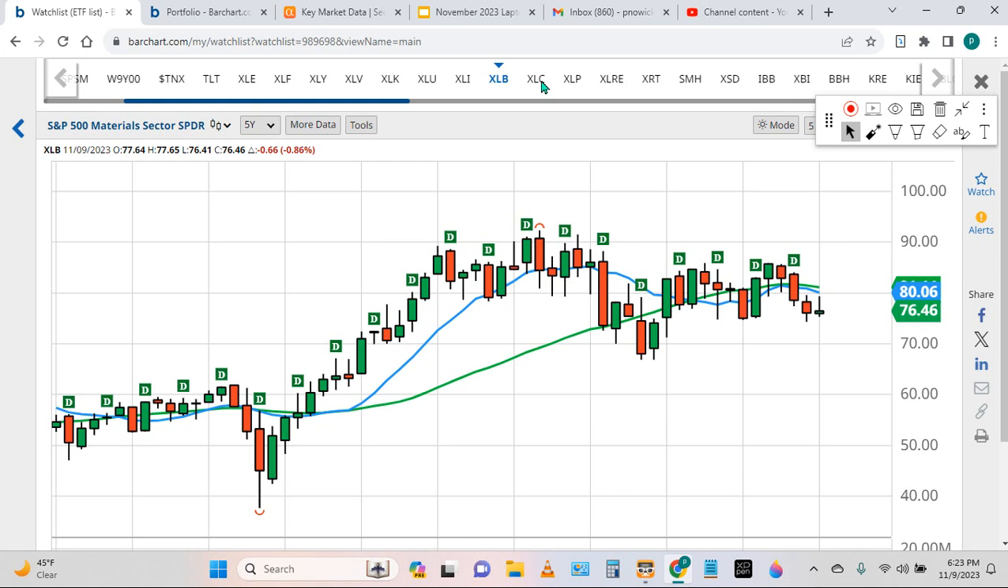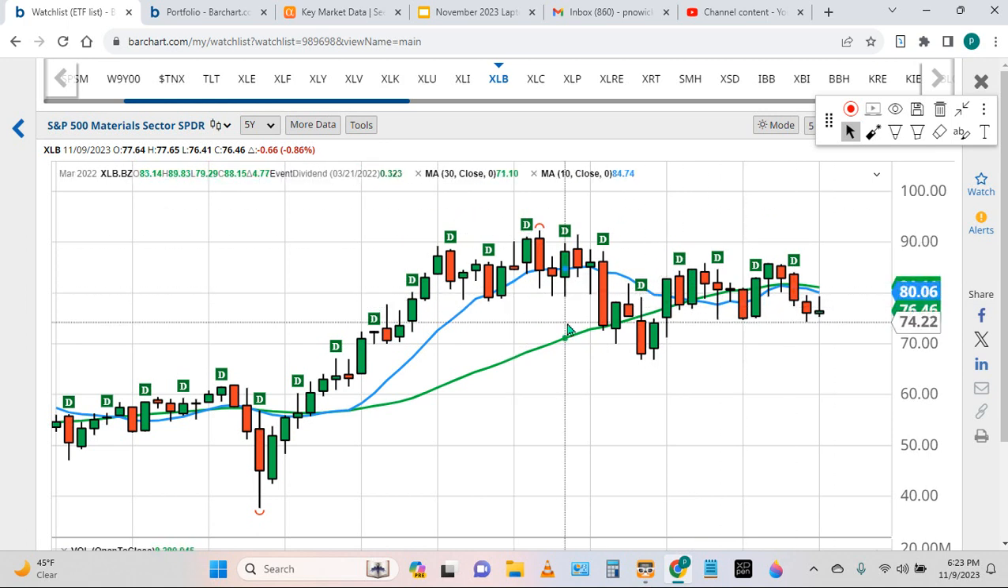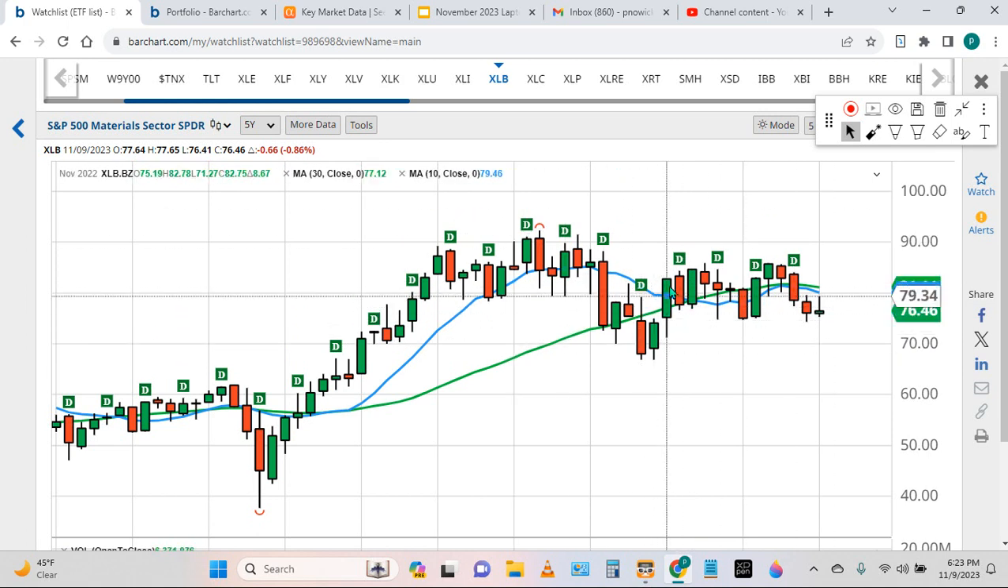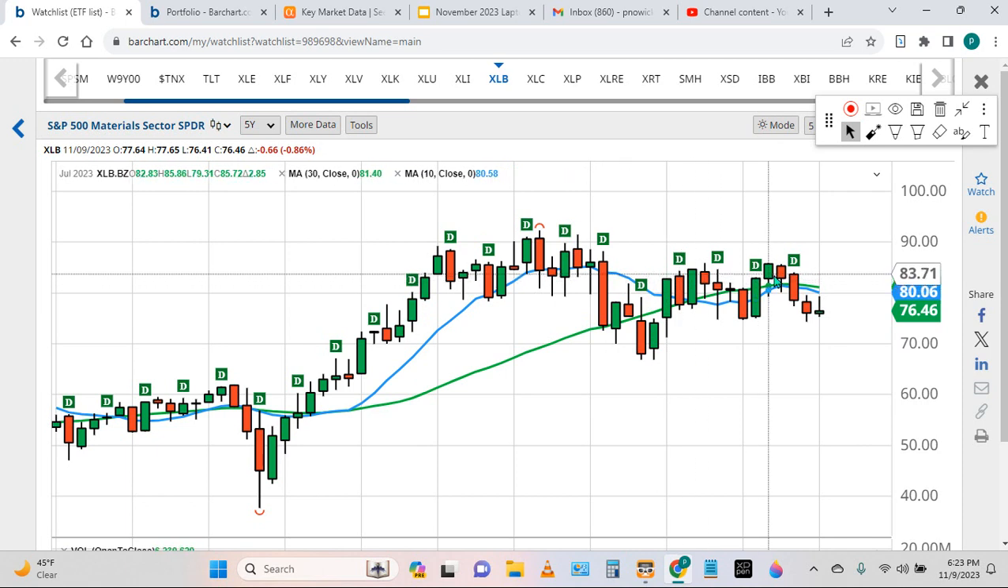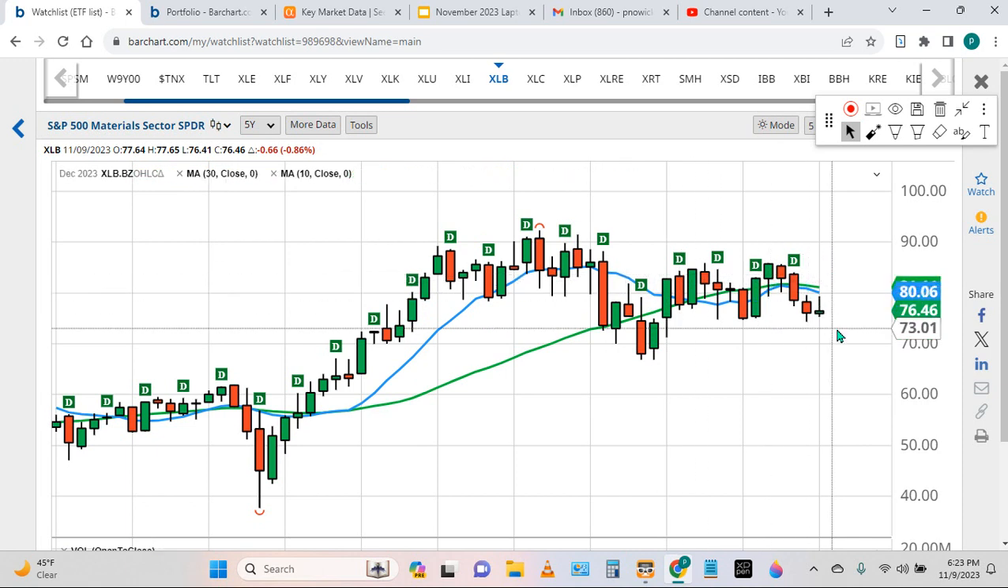We have the materials sector, which includes things like chemicals, plastic companies, and steel and stuff like that. That has also showed some promise earlier in the year. It has since gone sideways and turned down. So this is showing relative weakness to our main market indexes, materials.